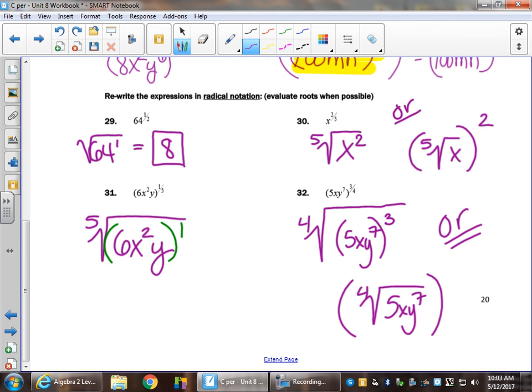Close parentheses to the 3rd. Both are accurate. Both are correct. So again, the power can either be under the radical or outside the parentheses. So this finishes the day 1 notes completely.